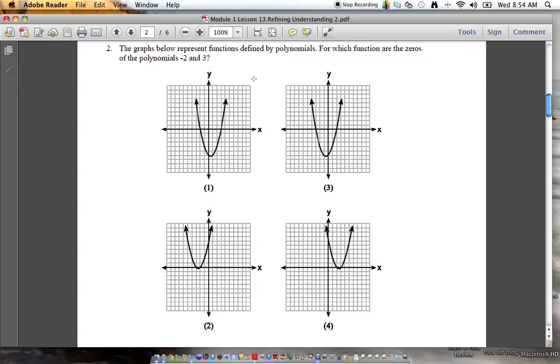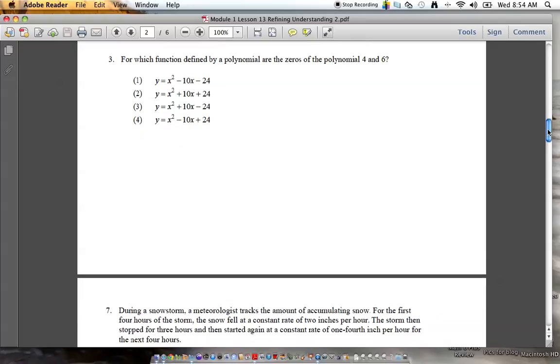Okay, so which one of these shows zeros or roots, it's the same exact thing, zeros or roots of -2 and 3? Which one has it there? Go ahead. Choice 1, yes. -2, +3. Any questions? All right, let's go to the next one. And the next one we know we do by putting them into the graphing calculator. And it wants 4 and 6, so this would be choice 4. Y equals x squared minus 10x plus 24. Are we good on that? Okay.